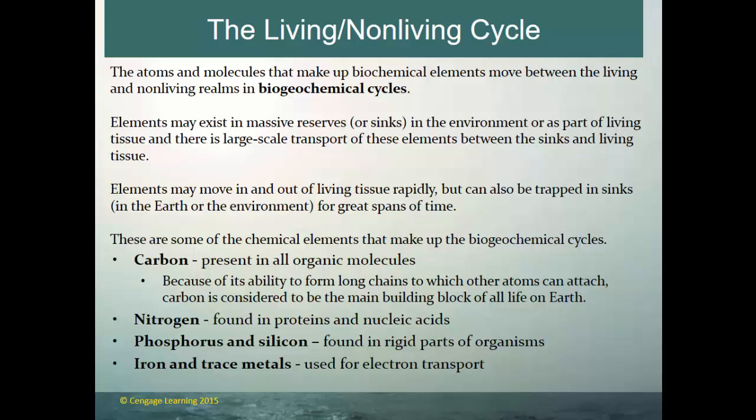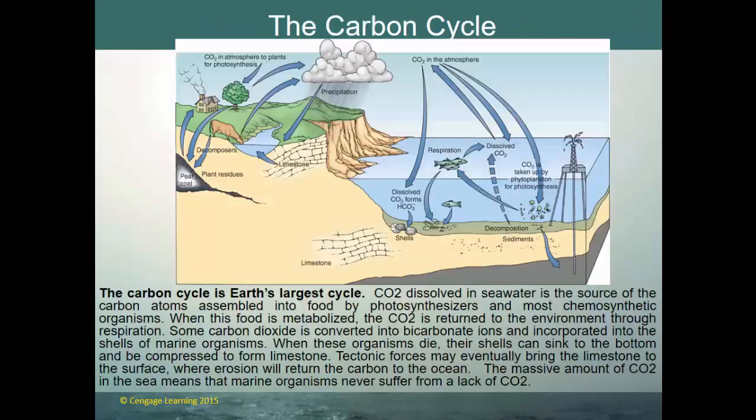Nitrogen is found in proteins and nucleic acids and is extremely important to life, but a very challenging element to get hold of. Phosphorus and silicon can be found in the rigid parts of organisms, shells perhaps. You can find them there, and you can also find them in teeth and bones and things of that nature. Iron and trace metals are used for electron transport, or helping to make those chemical reactions occur.